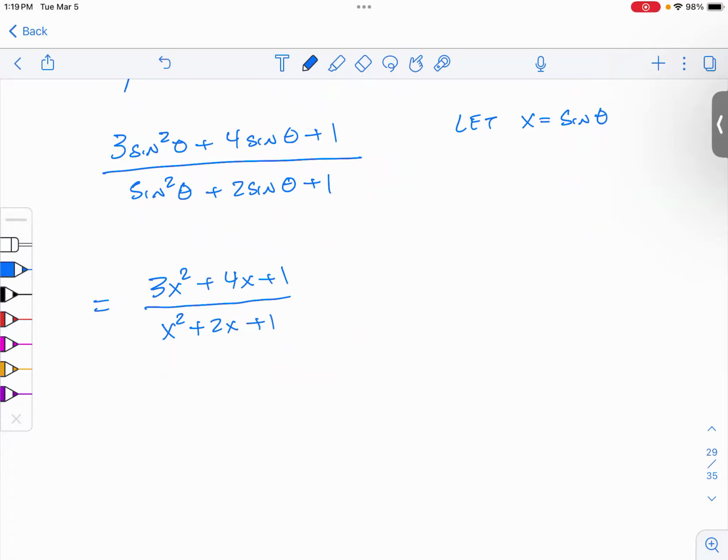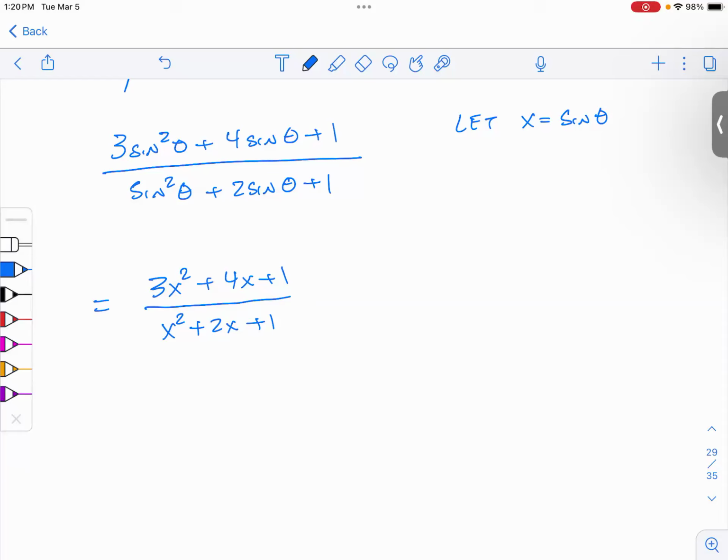Does this look factorable? It is easier to recognize in x's. That's why we do this. When I change it to x's or y's, whatever. Technically this was sine, so we should have done y, but we only have one here. All right.